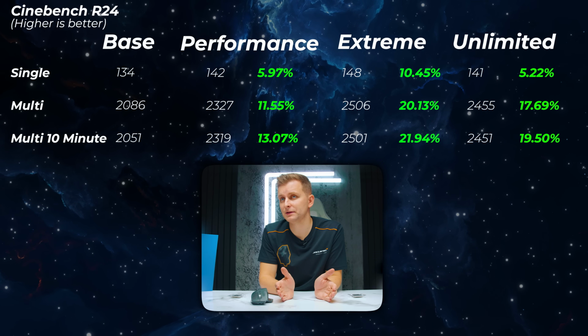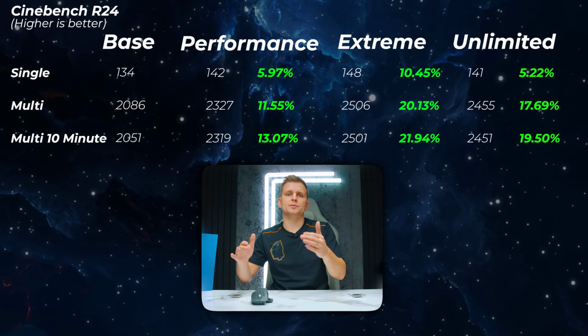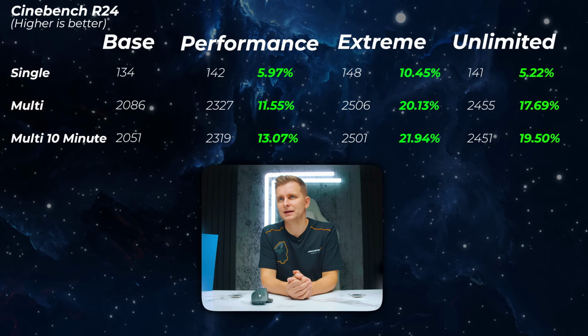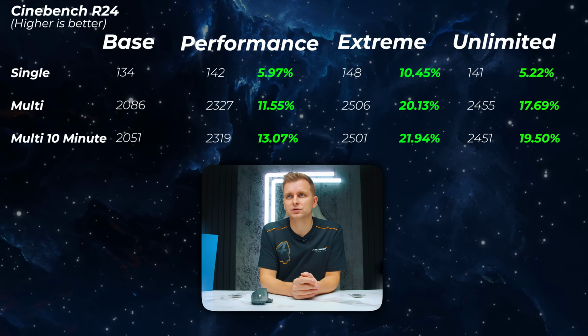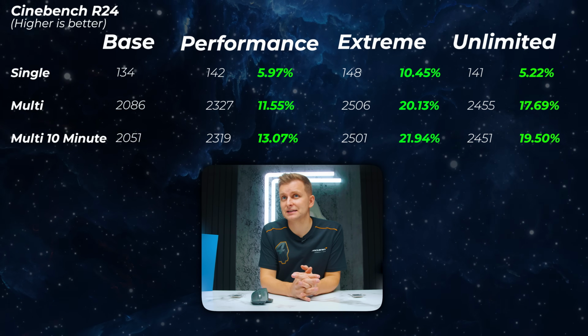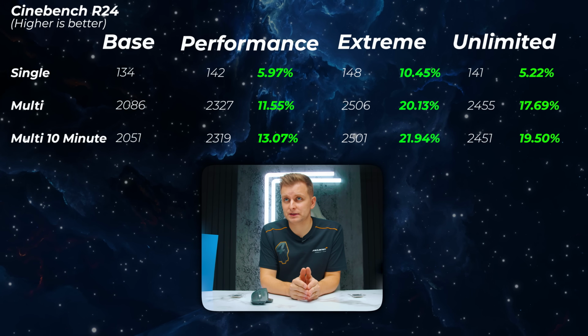Interestingly, when unlimited power is applied, for some reason, maybe because it's sometimes overboosting and then under, it's not as stable as the extreme base profile from Intel. The motherboard is not doing as good of a job, and we're only about 17% faster than the base profile, which is about 3% slower than the extreme profile.